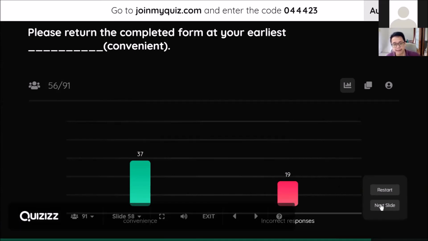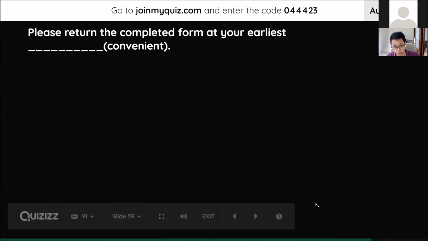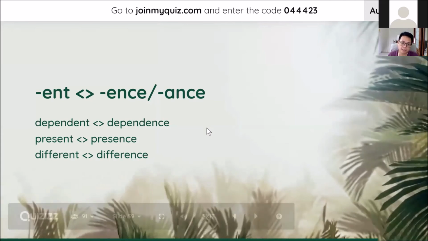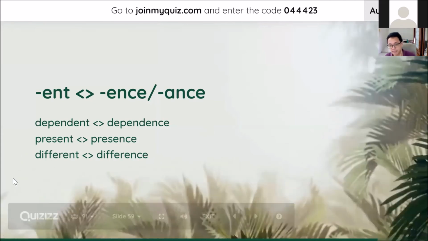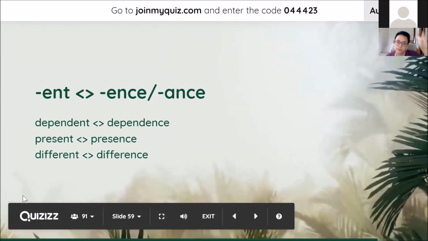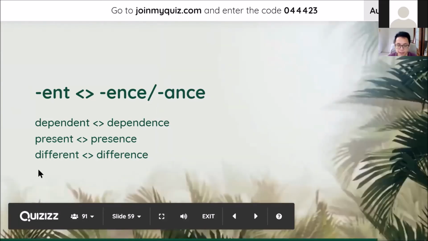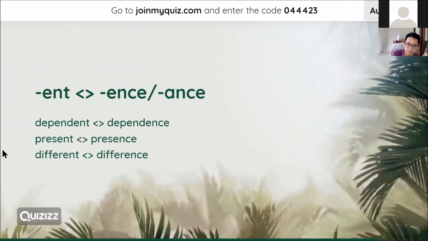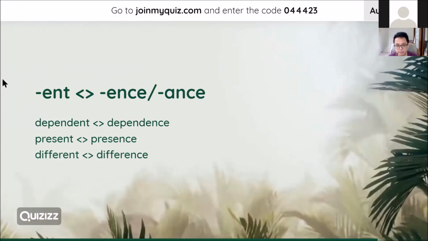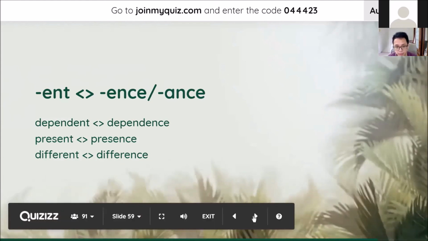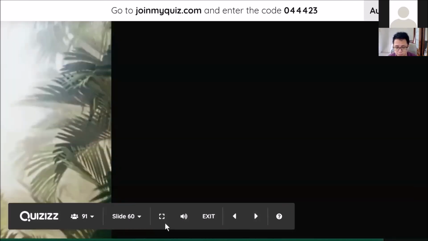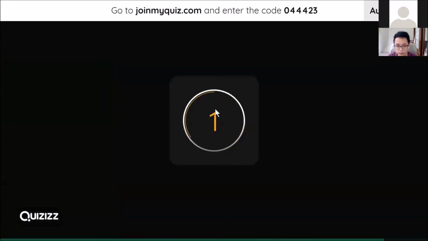So 如果它 ent 是形容词的话, ent 是形容词的话, ence 变成了名词. So dependent, dependence, present 形容词, presence 名词, different 形容词, difference 名词. Okay, sometimes the ent can be nouns, but a lot of times is the adjective. Then you want to change the noun, you change to ence. Okay, and okay, then a few more to go. Don't have time, don't have time.